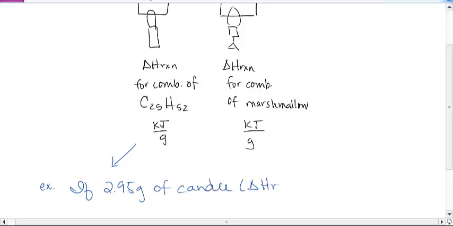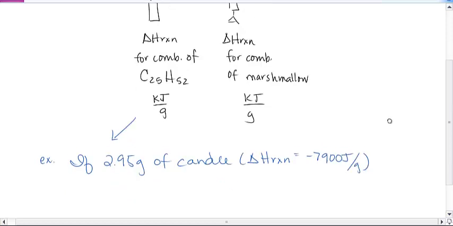and delta H for reaction, all right, anyone still have their lab handy? What was the delta H reaction for the candle? Was it negative 5,500 or negative 7,900? Negative 7,900. So we got negative 7,900 joules per gram. That's what we got.